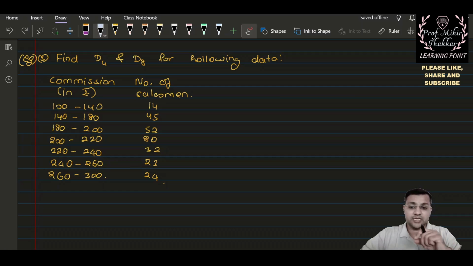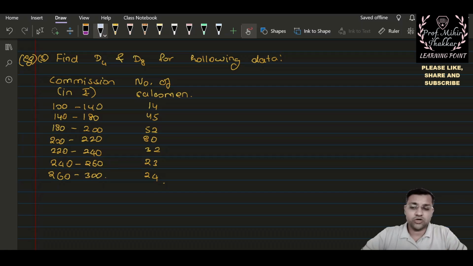But guys, I have purposely taken this example for you to understand that the class interval is not at all important when you are working for the deciles or for the quartiles. Whether you are given data with equal class intervals or unequal class intervals, the formula always remains the same. The formula does not change. Keep that in your mind very clearly.